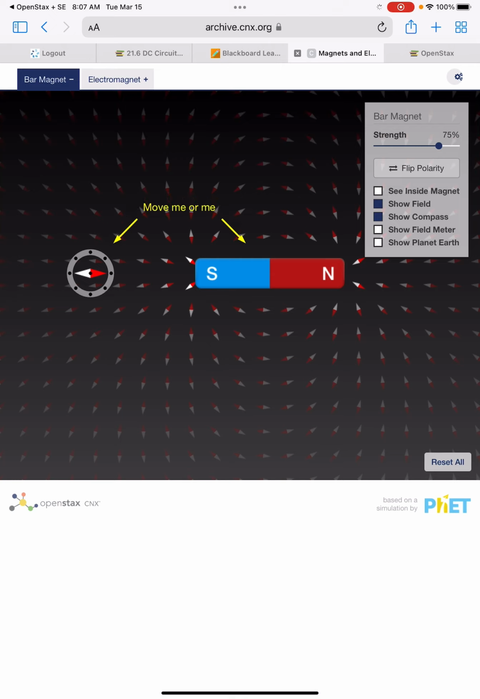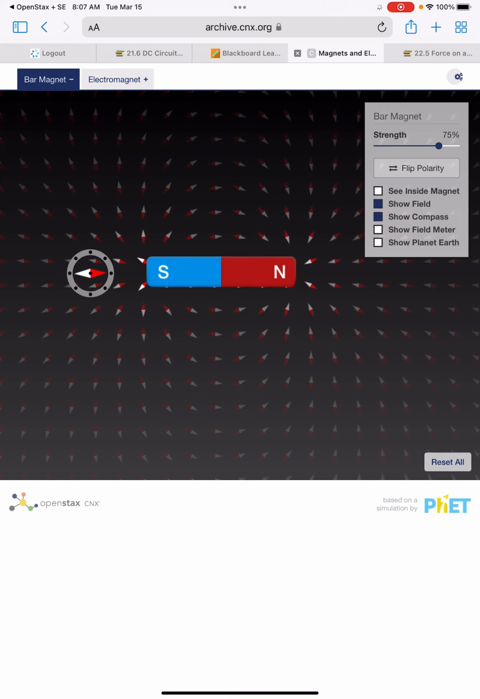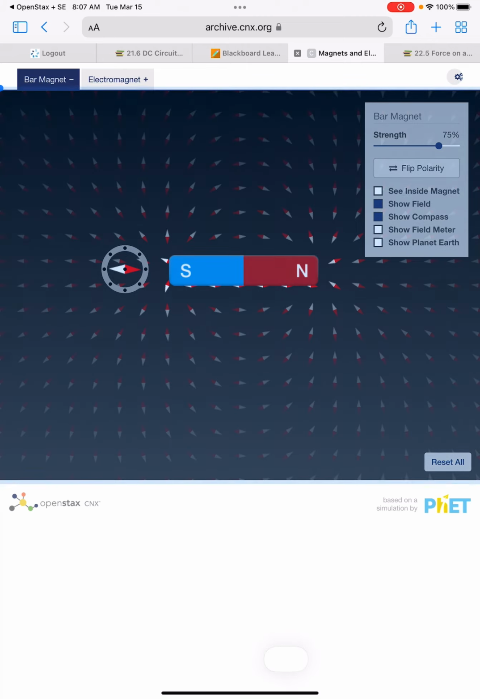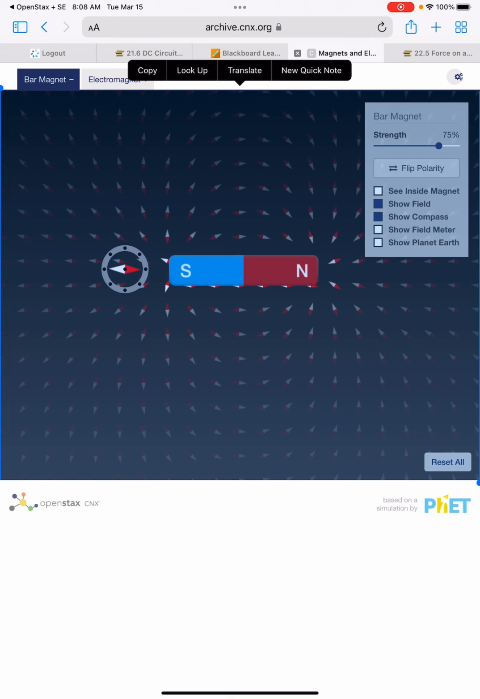Now here, of course, we are going to show the field. Do you remember when we did the magnetic field lines? These are really very similar. We have what are called magnetic field lines. Here we have the south and the north pole, and you can see that the north of the compass is pulled by the south.